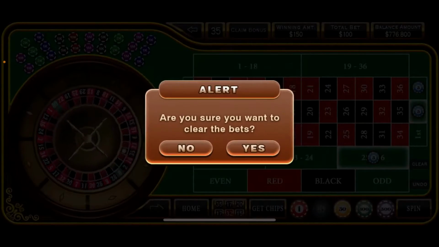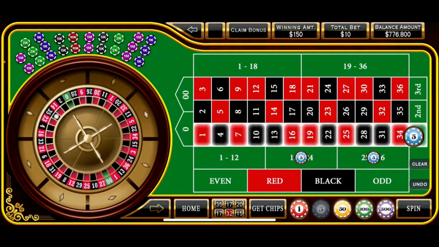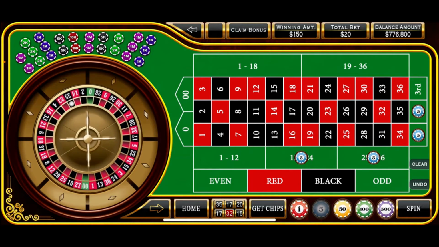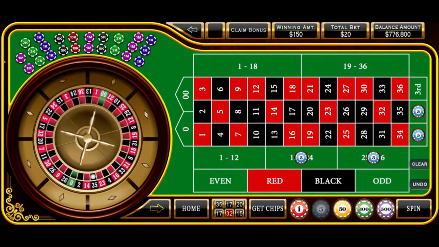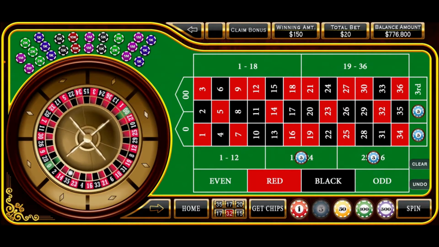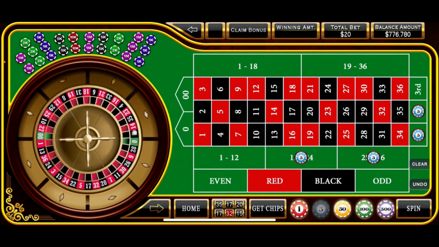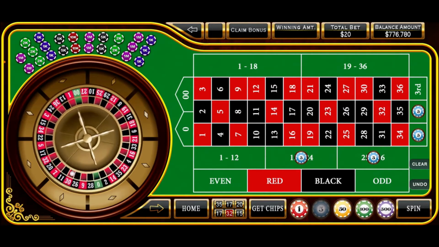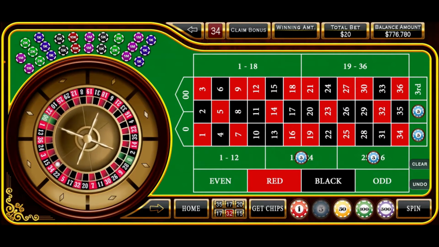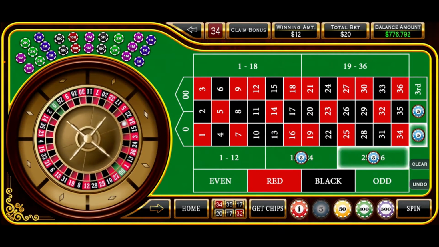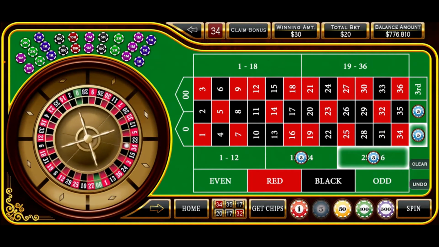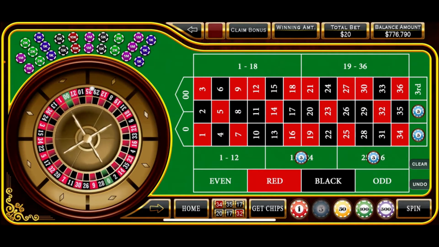So now we can go back to our base level, and let's pick some new bets here. We'll go with the second and third 12 and the first and second column. And we're at our base level, $20 bet, and we're spinning. Here we go. And 34 red, so that's another winner. So that's a new session high. 776,810 now, so we'll stay at the base level on that win.